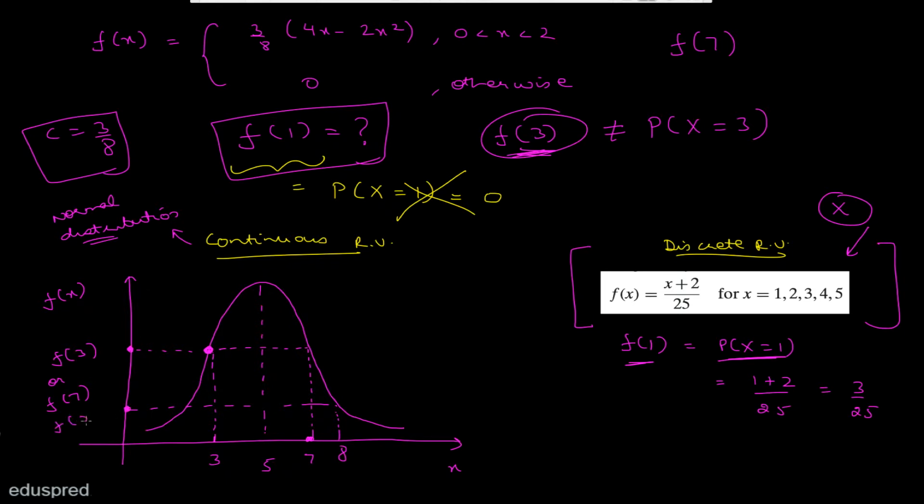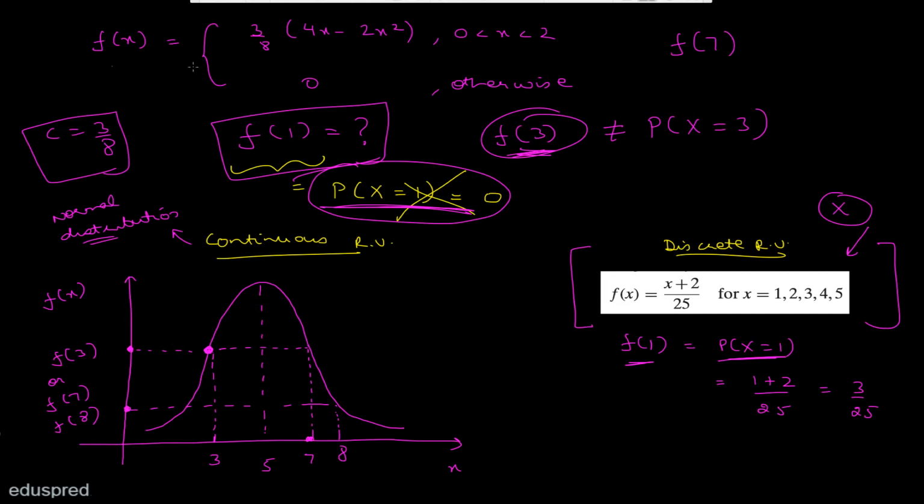So basically, when they ask you what is f of 1, they are not asking you the probability that x equals 1. The probability that x equals 1 is definitely going to be 0, because we are working with a continuous random variable. And for a continuous random variable, the probability that the variable will take a particular value is virtually 0. But this is not what they are asking in the question. F of 1 means they are asking you the value of the function when x is equal to 1.